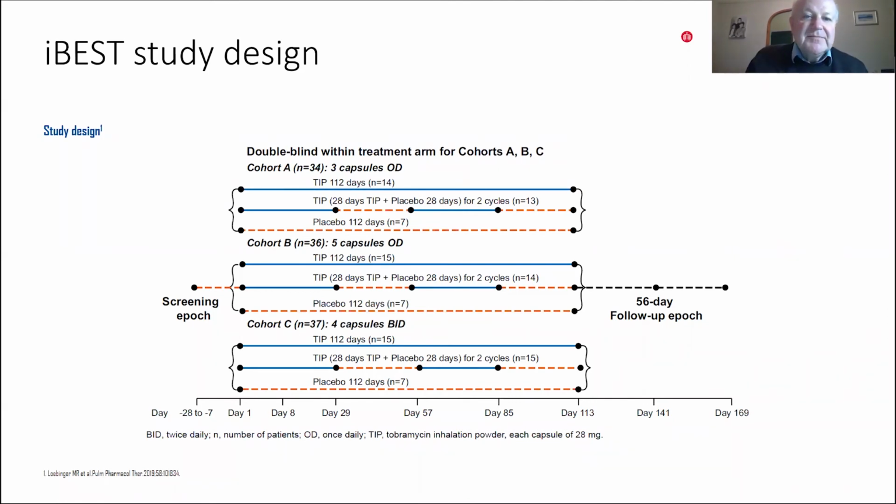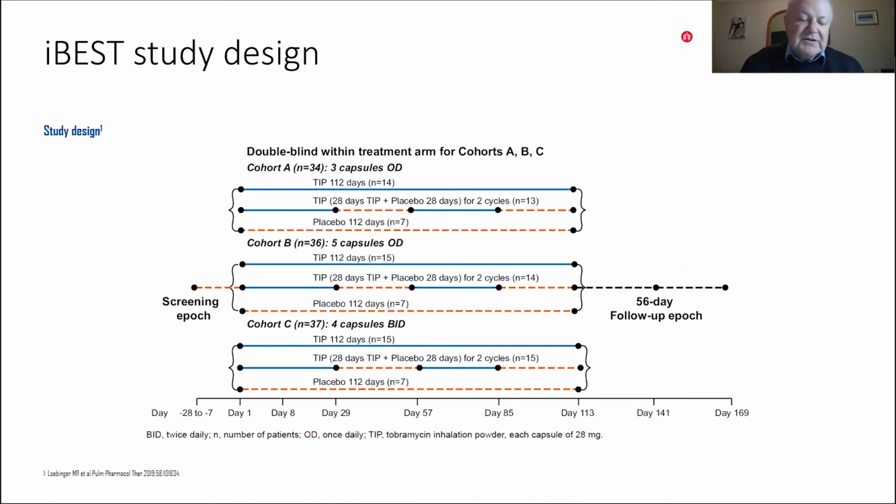Study design is complex. We had 3 cohorts to assess 3 different doses of TIP. Those doses are outlined here, and were increasing over the 3 cohorts. The first cohort received 3 capsules once daily, the second 5 capsules once daily, and the third 4 capsules twice daily. But within each cohort, we had a continuous treatment arm and an on-off treatment arm, 28 days cycling, with 2 treatments with TIP and 2 treatments with placebo.